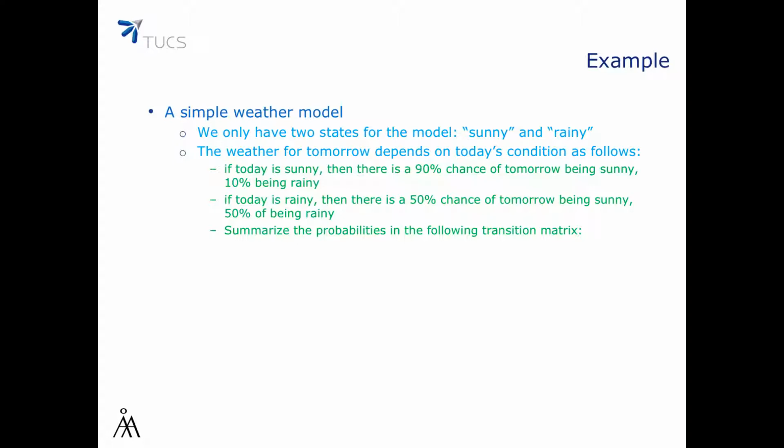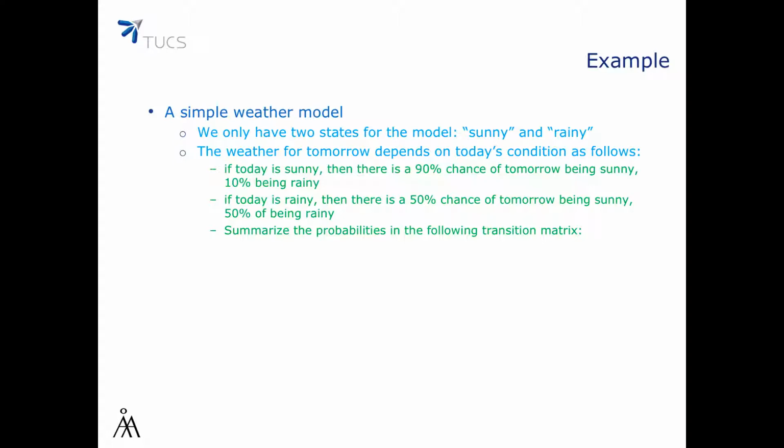Here is an example. We have a simple weather model and we only have two states for the model, sunny and rainy. And in this model, the weather for tomorrow depends on today's condition as follows. If today is sunny, then there is a 90% chance of tomorrow also being sunny, and 10% of it being rainy. If today is rainy, then there is a 50% chance of tomorrow being sunny and 50% of being rainy.